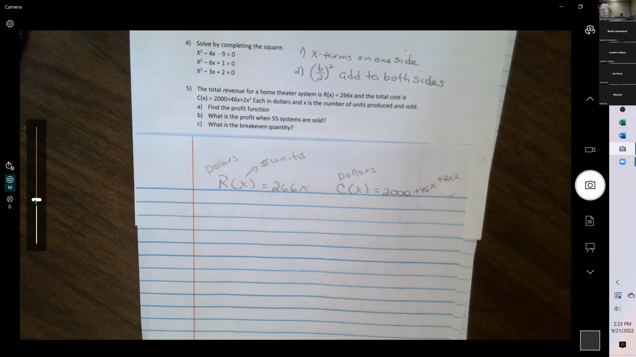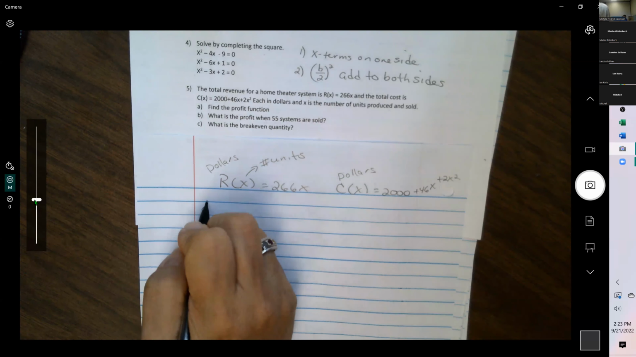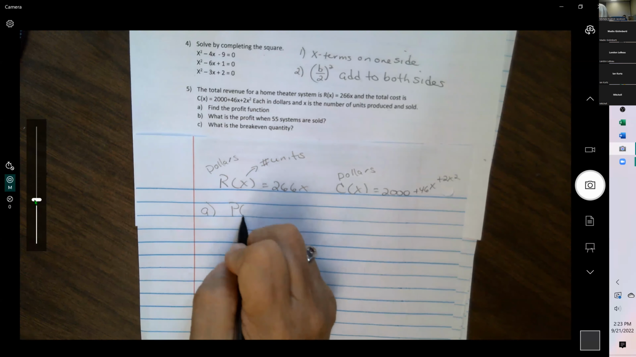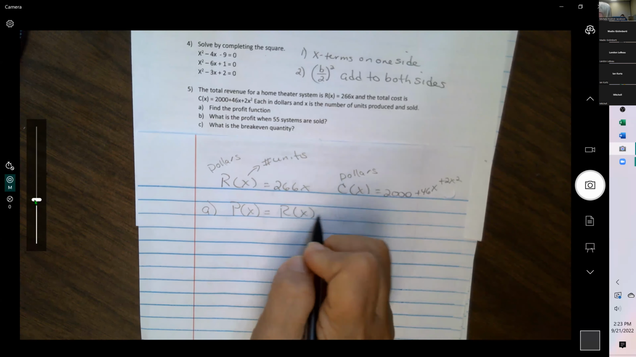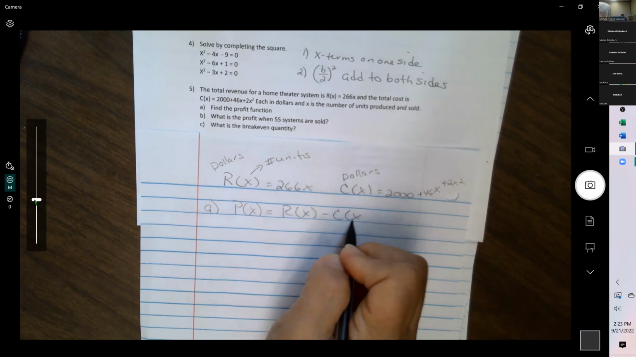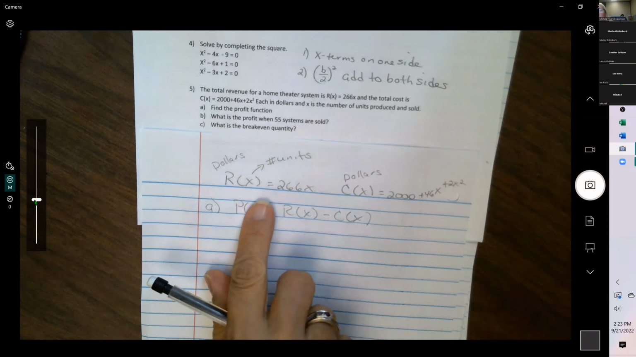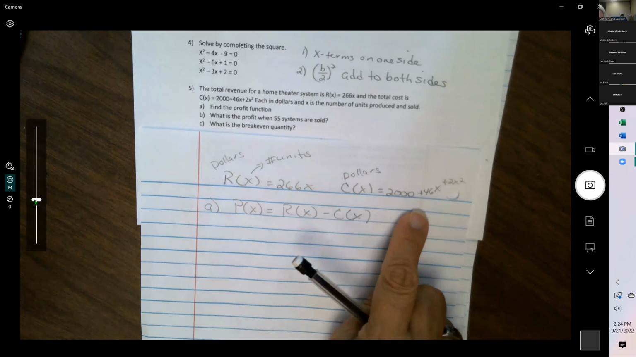So when I read an equation, I would highlight those things or circle them, so then I don't need to keep going back and look for them in a problem. Or I'd write them out. It depends. We want to find the profit function. Remember, profit is revenue minus cost. So I take my revenue equation and I subtract my cost.